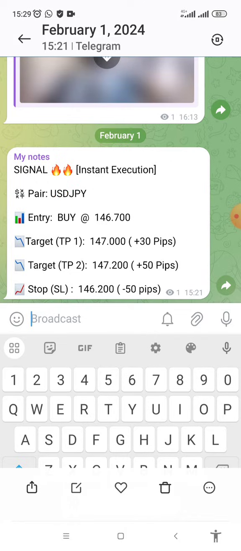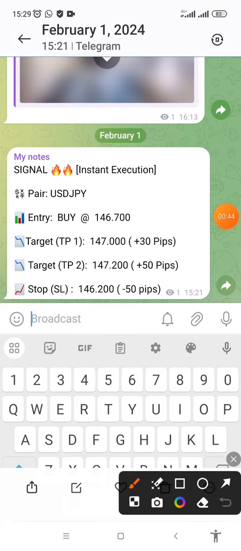The first thing you should think of is the top of the signal. What is on top of it? Instant execution. Instant execution means you should enter into the market immediately. That is what it means. Now, what currency pair is he asking you to enter into the market immediately? It is USD JPY. Now, what direction is the person asking you to go? The entry is a buy. The person is asking you to go buy. So, USD JPY, the person is asking you to go in and buy immediately.